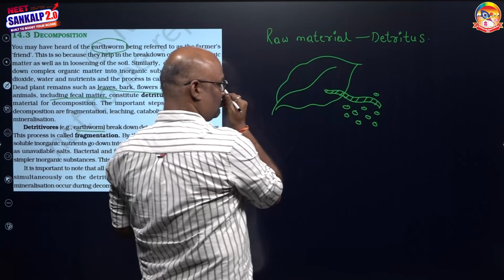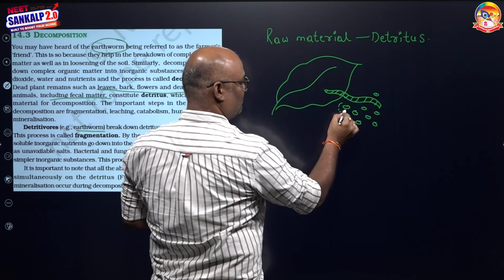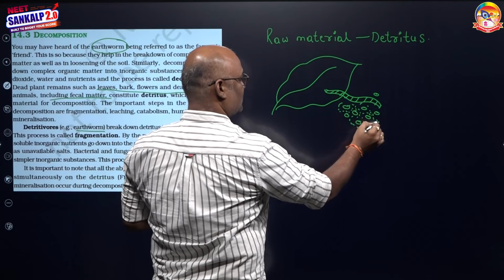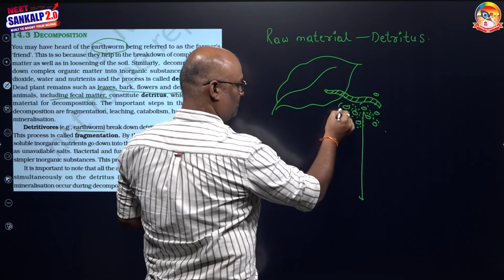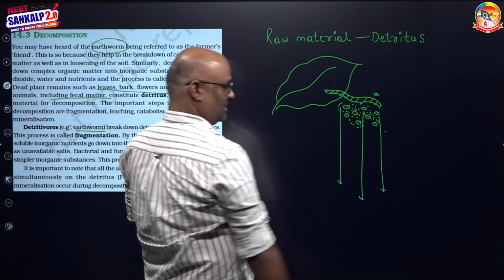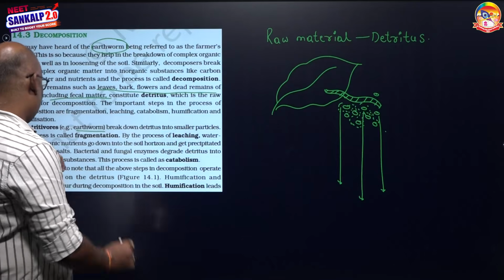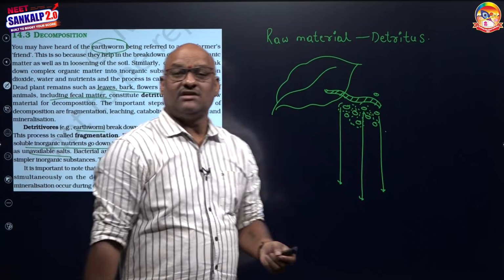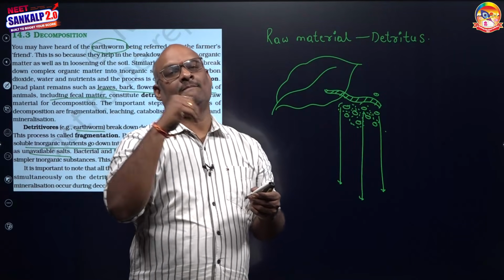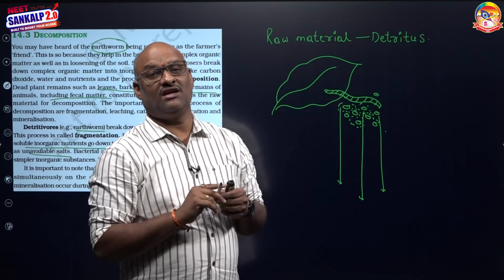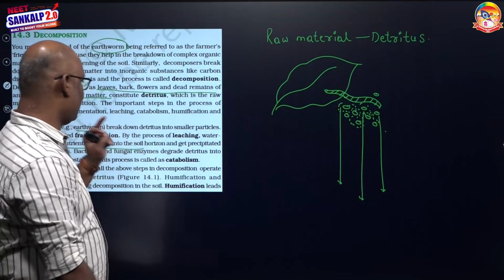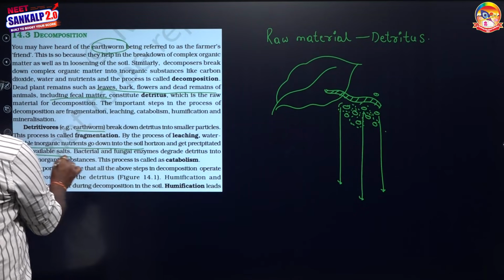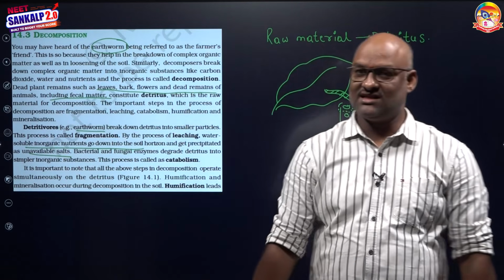During fragmentation, when the earthworm is breaking the detritus into smaller pieces, still smaller, minute substances are formed, and these substances get dissolved in the water, percolate into the deeper parts of the soil and settle down as unavailable inorganic salts, unavailable inorganic nutrients. This process of substances going deep into the soil after dissolving in water is called leaching. In leaching, soluble inorganic nutrients go down into the soil horizon and get precipitated as unavailable salts.